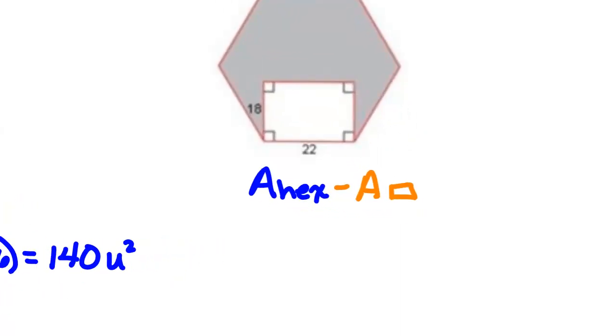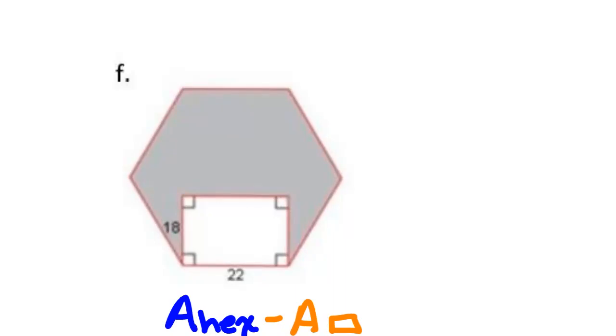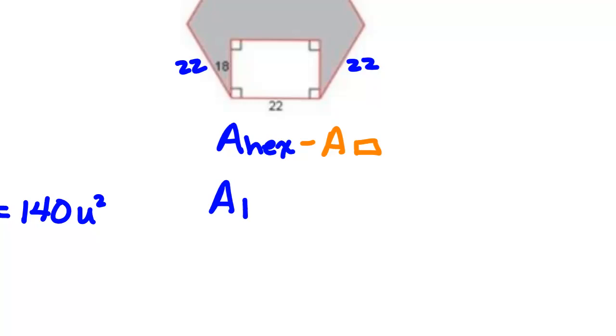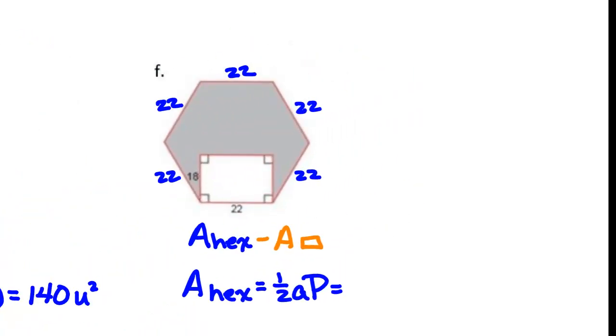What do we know about the hexagon? One side length is 22, and we're assuming that this is a regular hexagon. So that means all of our sides around here are going to be a length of 22. How do we find the area for a regular hexagon or a regular pentagon or a regular octagon? 1/2 times apothem times perimeter. Do I have the ability to find either of those fairly easily? The apothem or the perimeter?